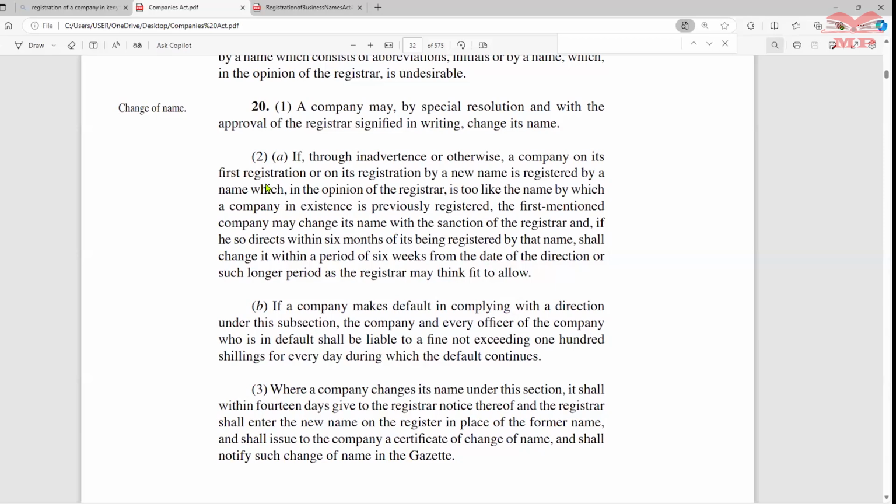We have the compulsory. Again, Section 22, we rely on that, where within 6 months of registration, the registrar will direct a change. And the notice we had talked about, you enter the new name in place of the former name. The registrar will issue a new certificate of change of name, and this name will be published in the Kenya Gazette. You must remember that the change of name will not affect any of its rights or obligations or render defective any legal proceedings by or against it, and any such proceedings may be continued or commenced against it by its new name.